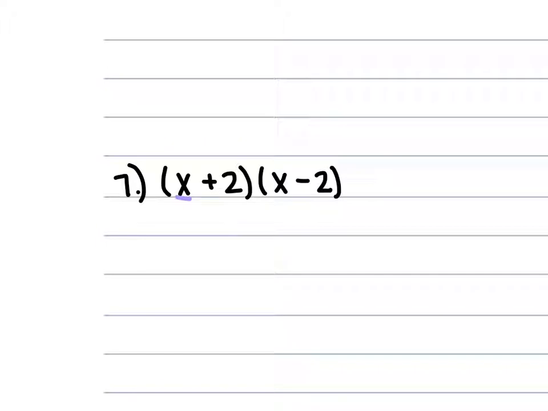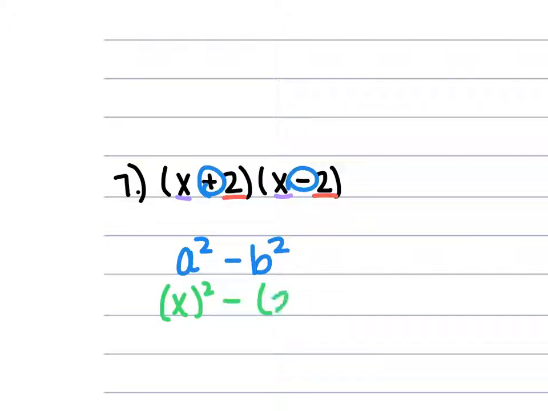For 7, we have our x's that are both a's and 2's, which are both our b's. We have opposite signs, so we'll use a squared minus b squared. Plug these values in. We're going to have x raised to the second power minus 2 raised to the second power. So this is x squared minus 4.